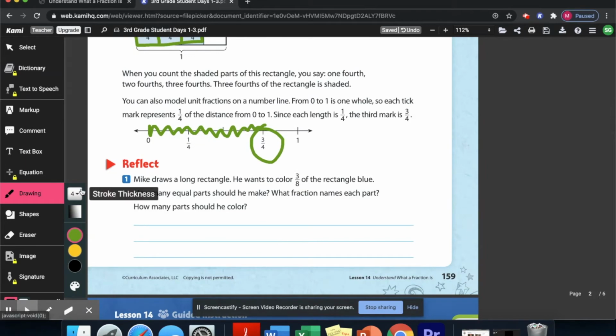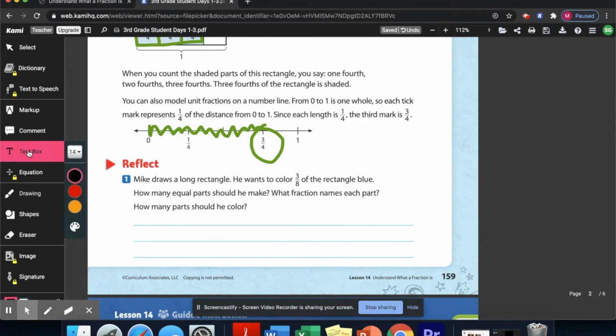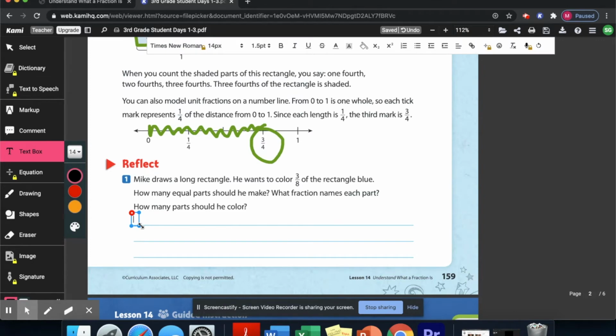Now we come down to the reflect part, and I really want y'all to pay attention to this part and understand what's going on in it, because in your practice sheets, you're going to have to write exactly what's going on or how you would do this. So this is a good way to get some information on how to do those practice sheets that you're going to get.